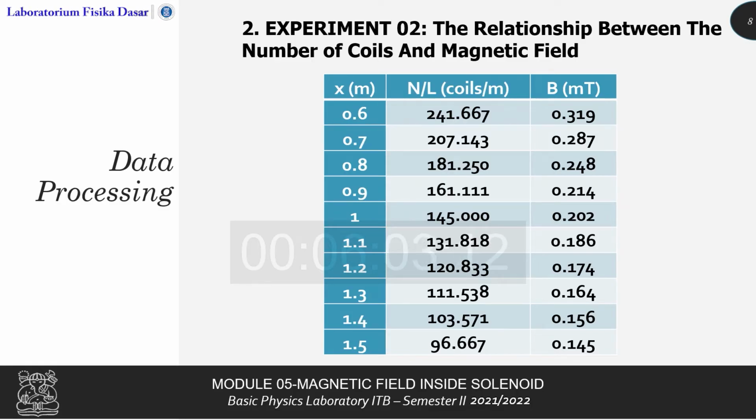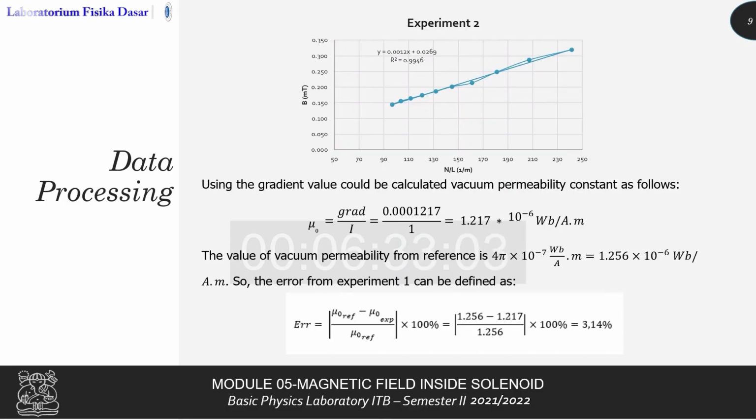The second experiment is the relationship between the number of coils and magnetic field. Here, the electric current will be the same, and we vary the length of the solenoid from 0.6 to 1.5 meters. In this case, we can get N over L, the number of coils over the length of the solenoid, which is coils per meter, and then we can get the value of the magnetic field for each scenario.